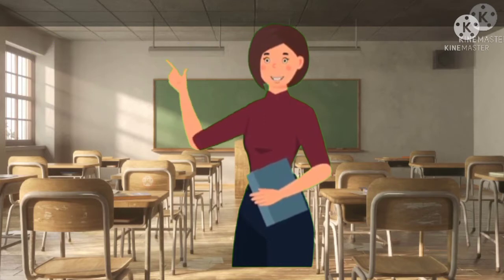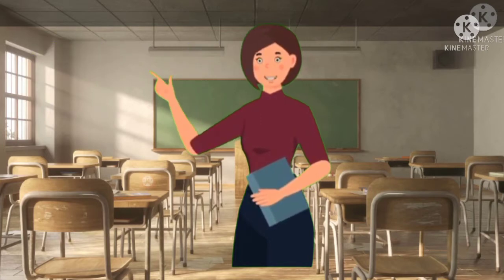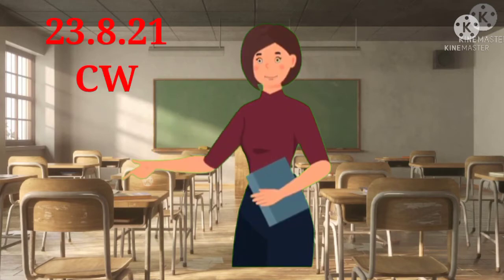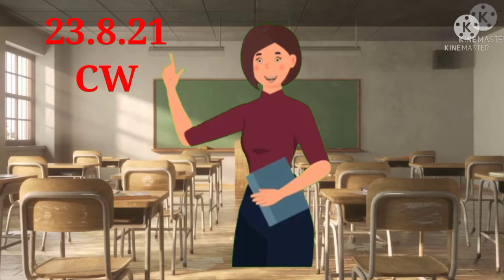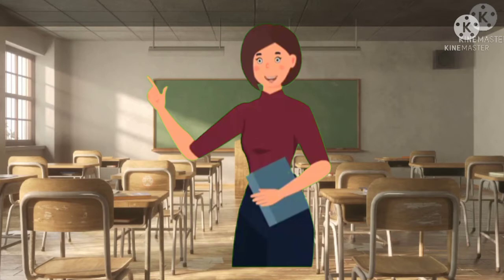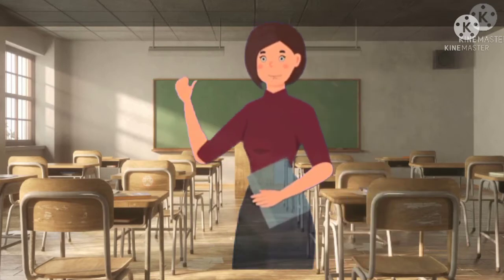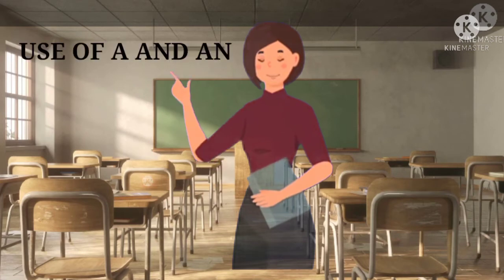Today we are going to do revision of use of a and an. Take out your CW copy. Write today's date on the left hand side. 23/8/21. Then CW. At the top, use of a and an.